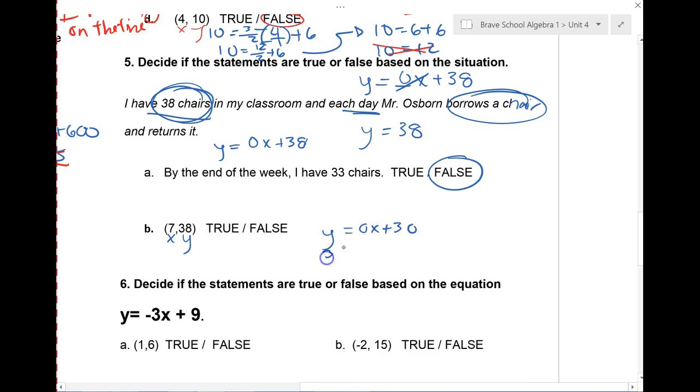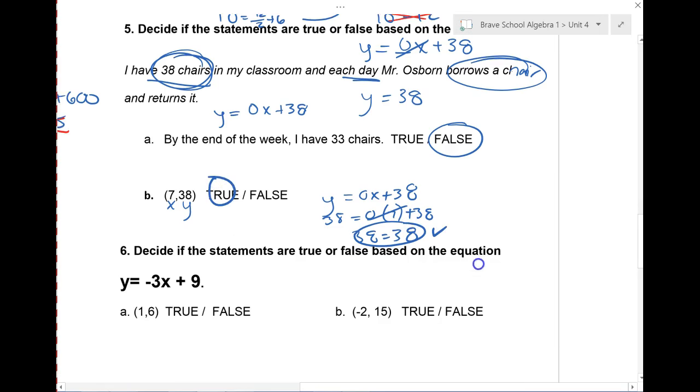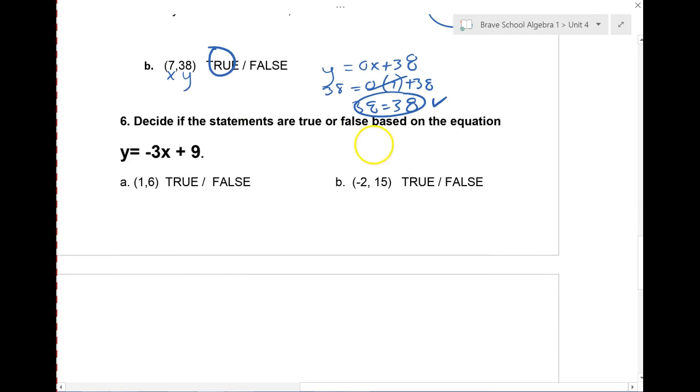Or if I use the equation here, I can plug in 38 here, and then plug in 7 here. And then you can see 0 times 7 is 0, and then 38 equals 38. Oh, sorry, I didn't mean to do that. So yes, that is right. True.